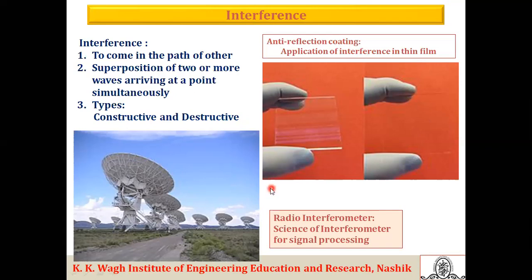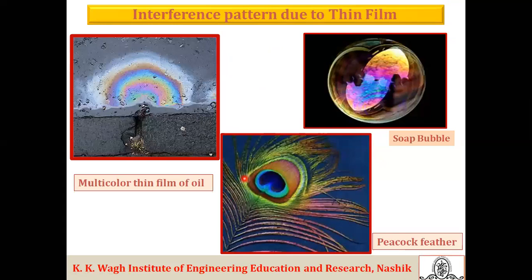Another application, like radio interferometry, is also an application of interference, but it is not the focus of today's lecture. Some real life examples of thin films which produce interference patterns: we can observe a multicolor pattern due to oil spread on water, multicolor on a soap bubble, and beautiful colors of a peacock feather. What is the reason? The only reason is interference in thin film.